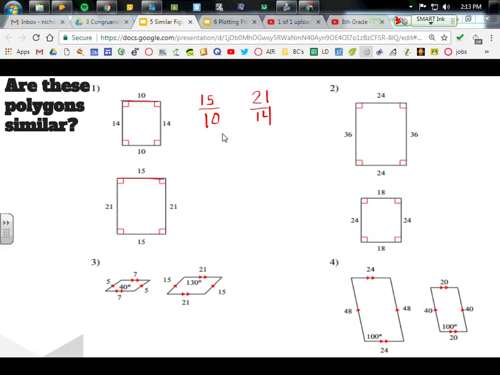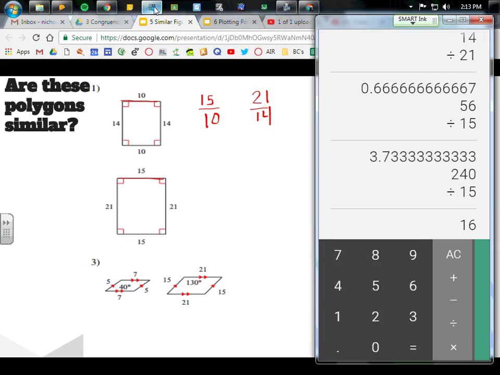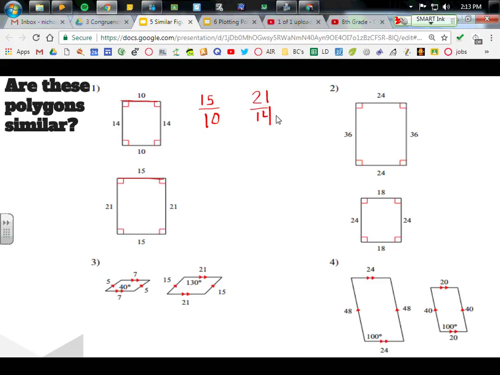So let's test out 15 divided by 10, which I should be able to do in my head, but I didn't. All right, so 15 divided by 10 is 1.5. 21 divided by 14 is also 1.5. So these two rectangles are similar. So this is a yes. We have two similar rectangles.